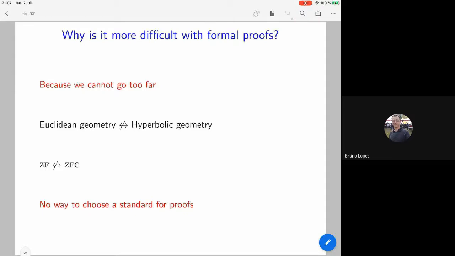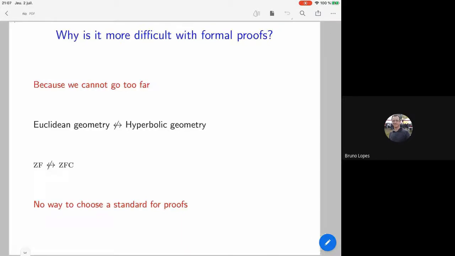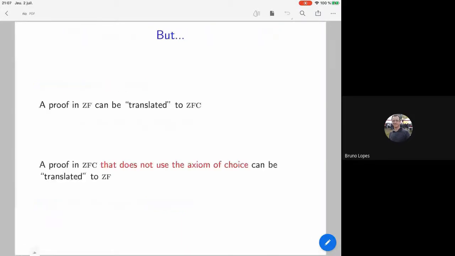But of course, there are a few things we can do. For instance, if we have a proof in set theory without the axiom of choice, then we can translate it to the language of set theory with the axiom of choice. In fact, the translation is just the identity, just an embedding. We have nothing to do because the proof in set theory without the axiom of choice is per se a proof of set theory with the axiom of choice.